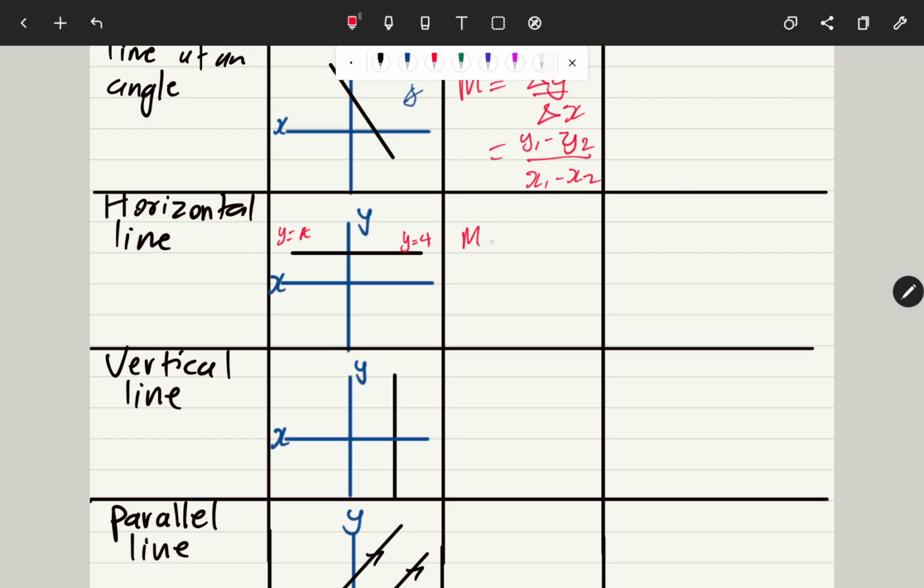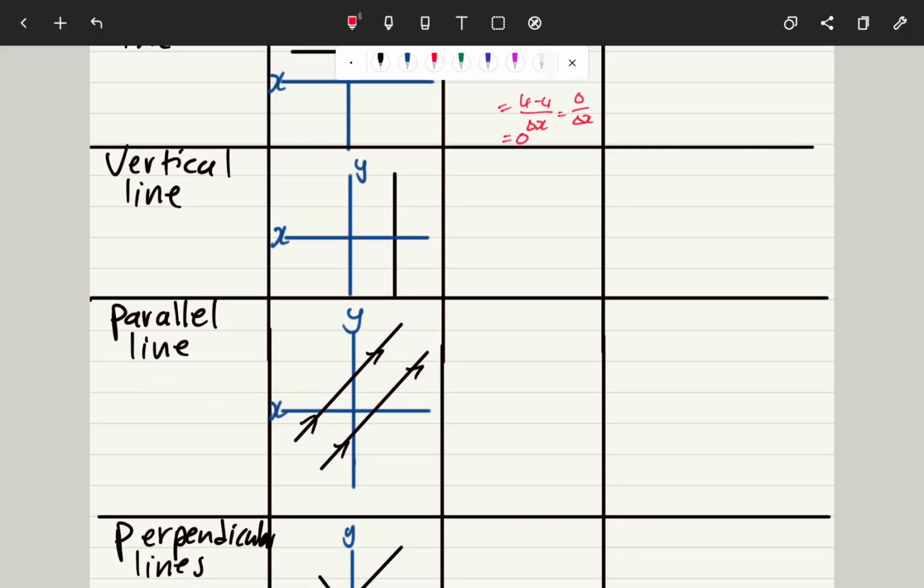So I calculate my gradient, changing y over changing x. Let me not care much about changing x. One thing I should realize is changing y is going to be 0, because 4 minus 4 over changing x is going to be 0 over changing x, which is 0. So if you have a horizontal line, the gradient is 0, right? And I can ask you now to think about, what about the vertical line?